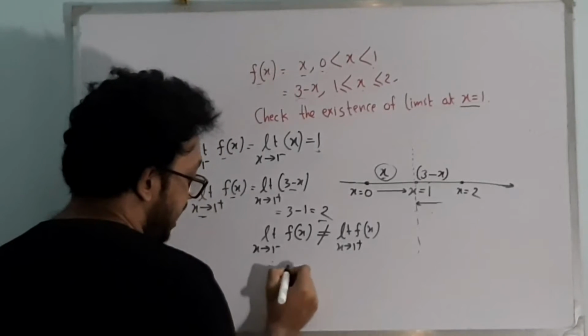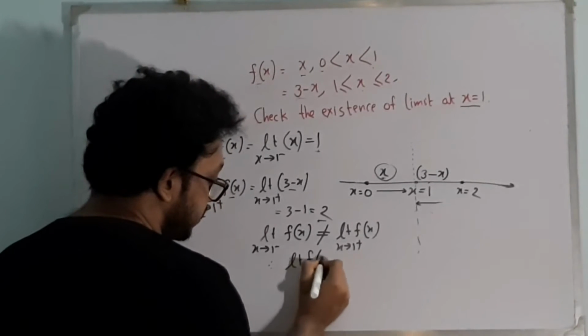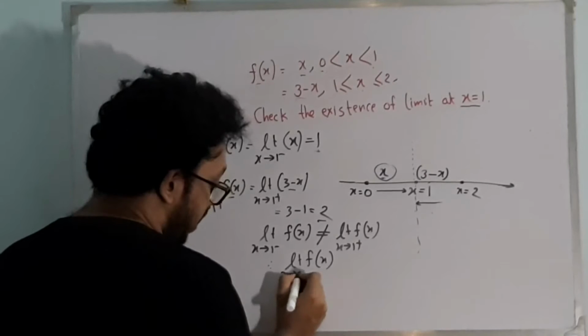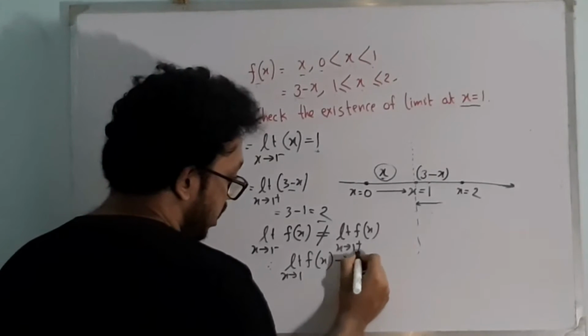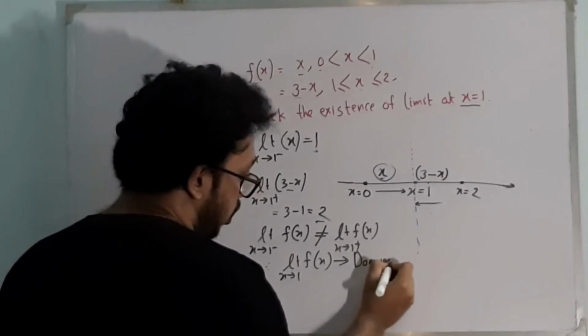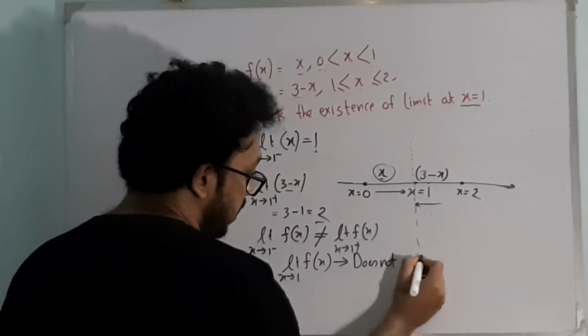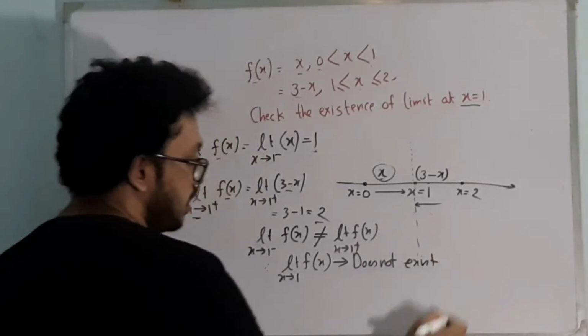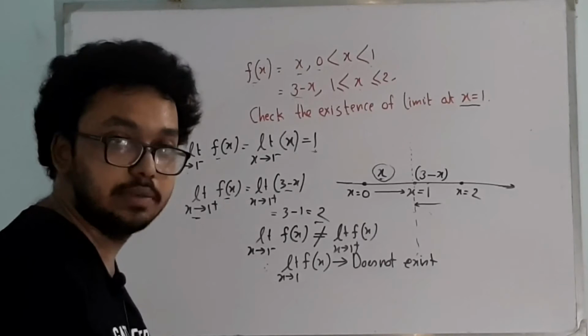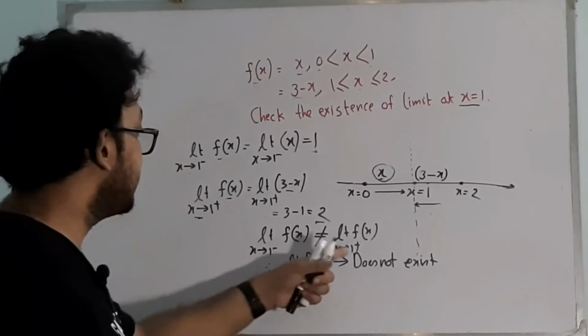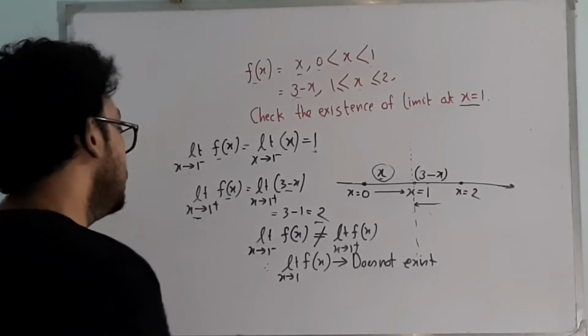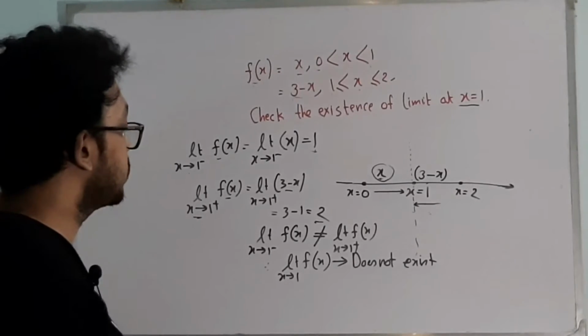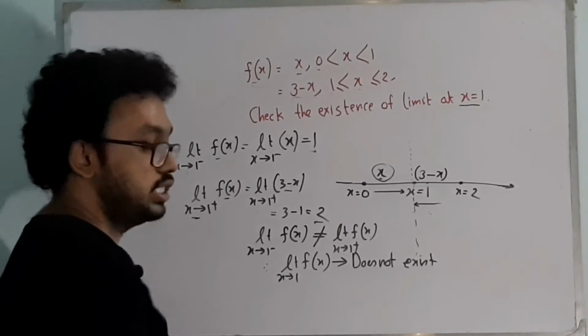So clearly the limiting value does not exist. So the limiting value of the function f(x) at x equal to 1 does not exist, right? Because for the limiting value to exist, the left hand limit has to be same as the right hand limit. Here the left hand limit is not same as the right hand limit. So clearly the limiting value of the function f(x) at x equal to 1 does not exist, right?